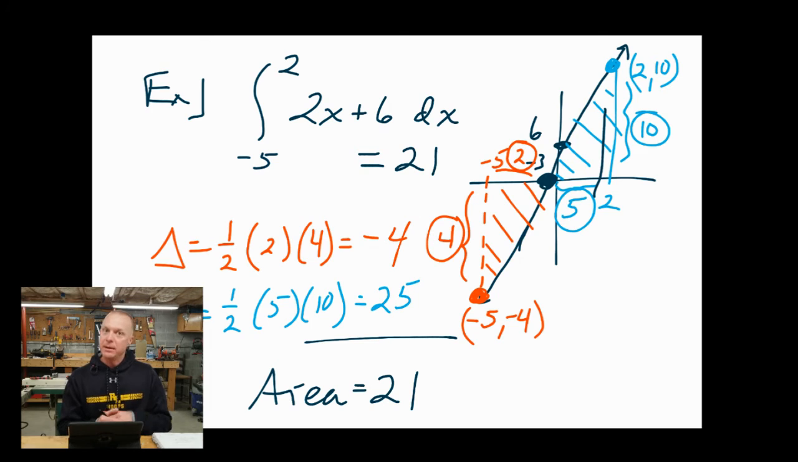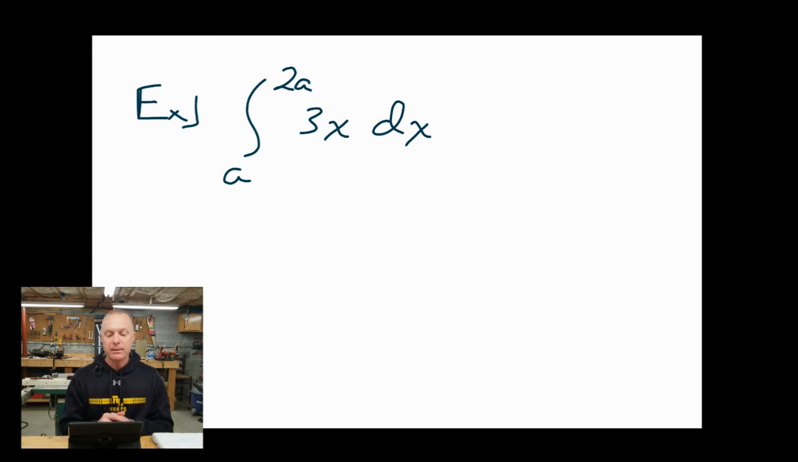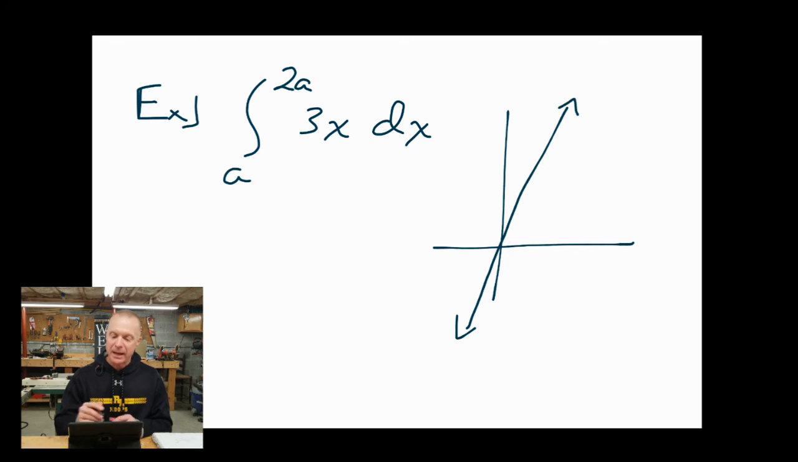All right. Hey, one more problem, and it's kind of special because it's not a typo. It's the integral of 3x from a to 2a. So it seems like our limits of integration are variables. Okay, well, it shouldn't be too scary. We should be able to graph 3x. That's your calculator. It's just a line. It's got a slope of 3.